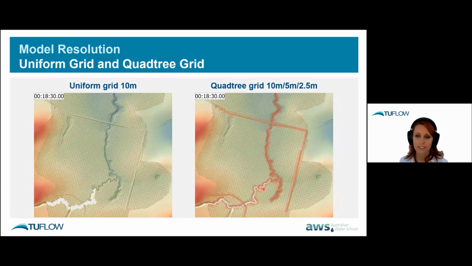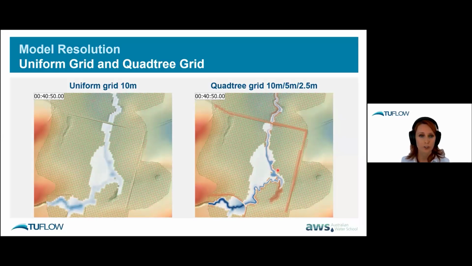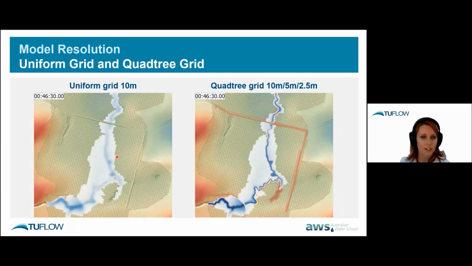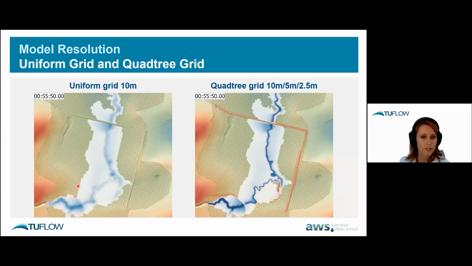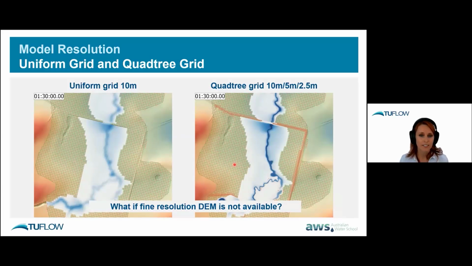Already on the right side, the flow is going through the creek much faster because it's not choking. On the elevation, choke points same as the uniform grid. But once we get to the floodplain spill, the 10-meter grid size seems to be fairly appropriate. This works really nice if we have fine resolution DEM.